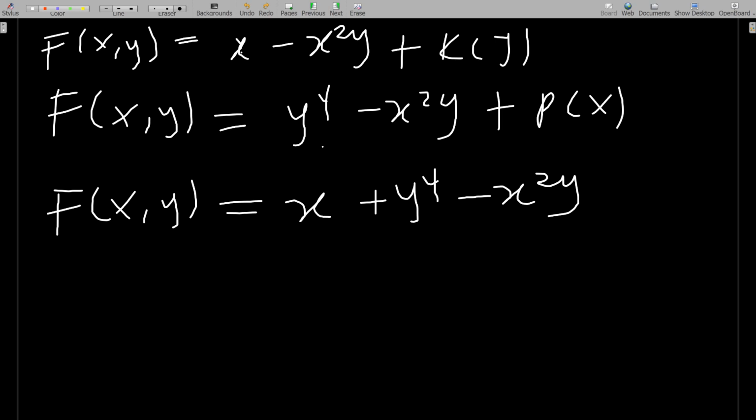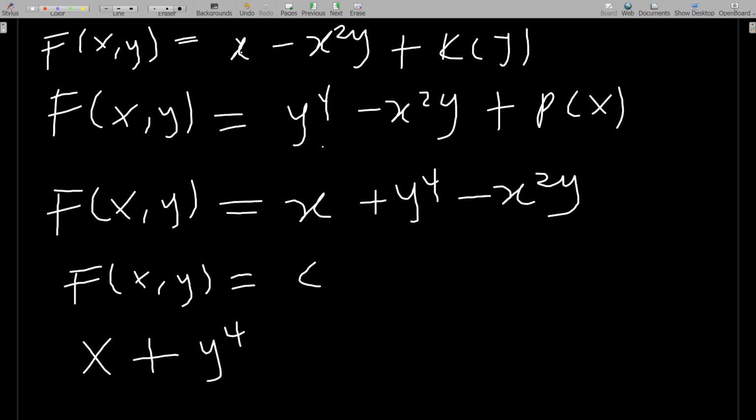And so we are saying that our solution is f of x y is equal to c. So it means the solution to the differential equation is x plus y to the power 4 minus x squared y is equal to some constant c, and this is your solution.